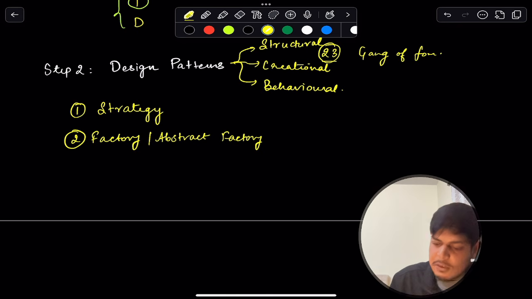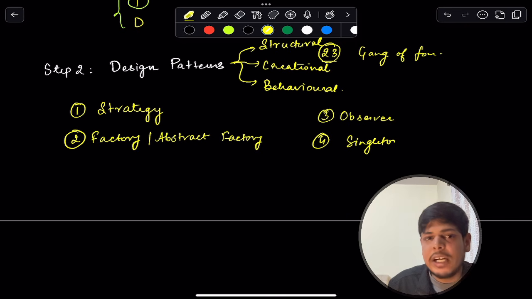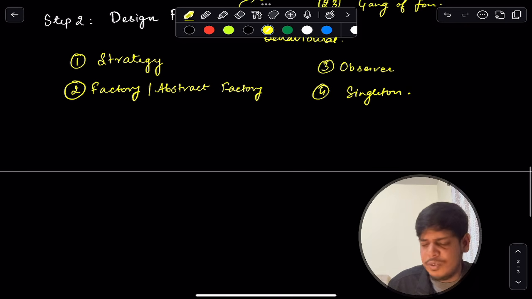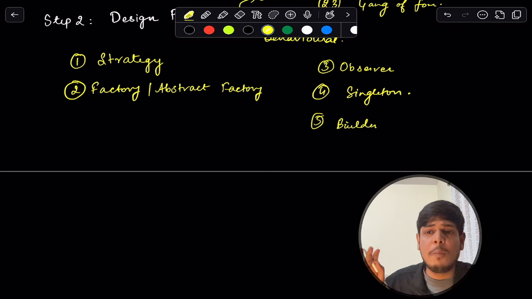The third one is observer, which is again very important when you have problems with respect to notification systems, right? The fourth one is singleton. Singleton is important for issues like, let's say, database connections or logging systems. The fifth one could be something like a builder pattern. Builder pattern is important whenever you have complex object creation issues, right?